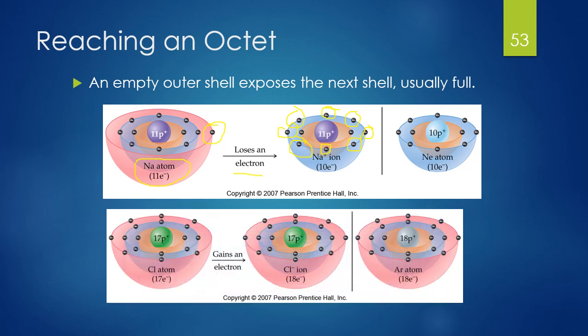Now let's look at chlorine. So chlorine, in its pink outer shell, has 7 valence electrons when it's neutral. When it gains 1 electron from sodium, for instance, it will now be negatively charged because it gained 1 negative electron, and it now has 8 electrons in its outer shell, the same that argon, the noble gas argon, has.